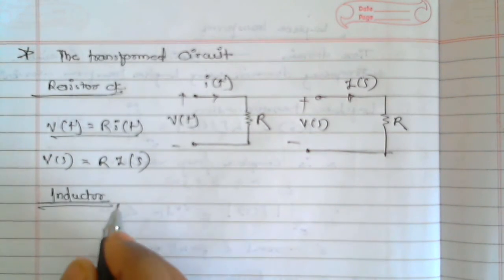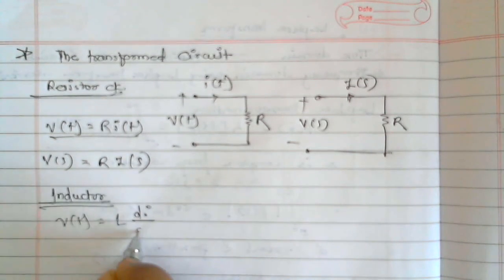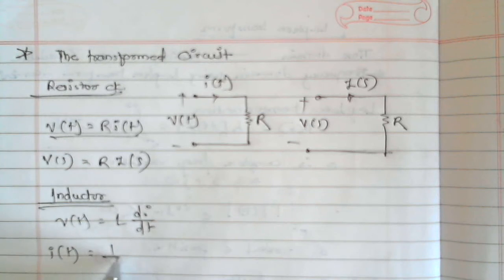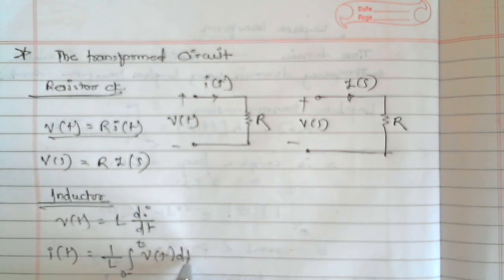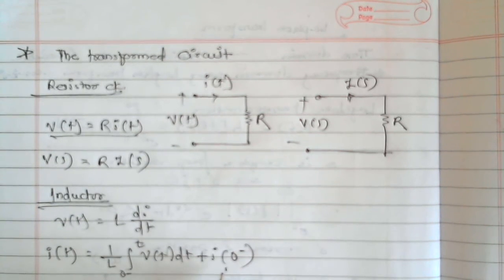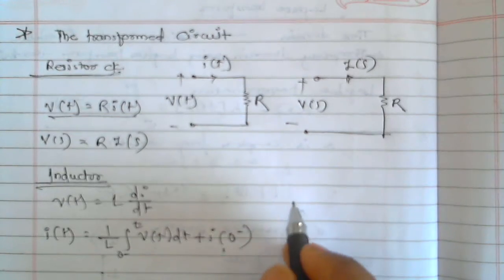For inductor, the voltage equation is given as v of t equal to L di by dt, right? And current is given as i of t equal to 1 by L integration from 0 minus to t of v of t dt plus i at 0 minus. Okay, so this is the voltage and current relationship. Why i at 0 minus? It means before switching, if there is some current present, then that is shown like this.